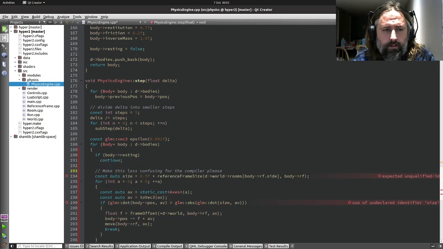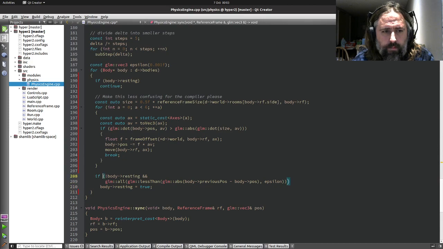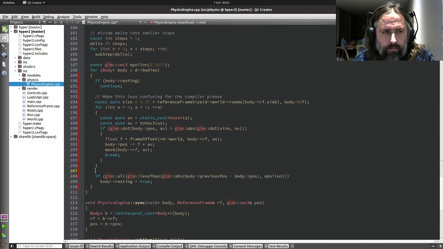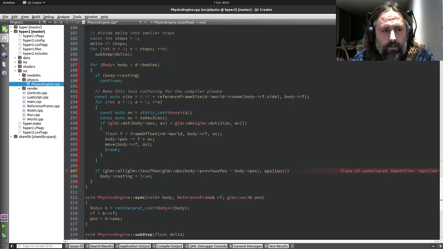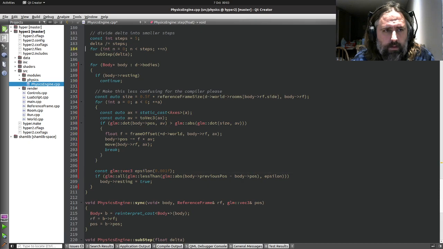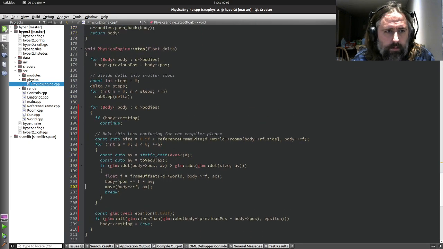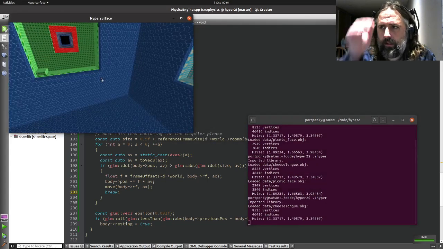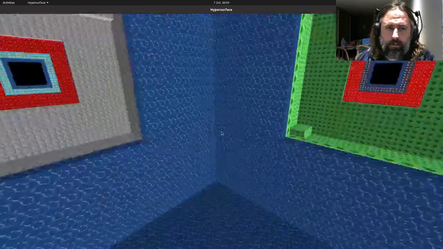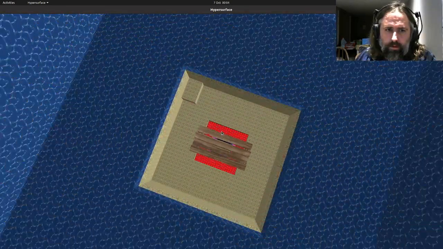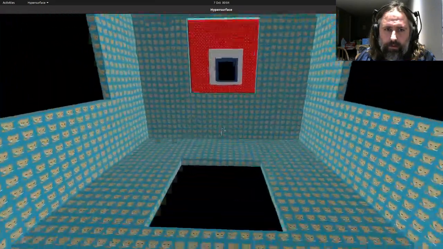So if the body's resting, we don't care, which means we don't need that check. And that goes with that. Yeah, okay. So hopefully that should still work. It now just does it once at the end of the frame.